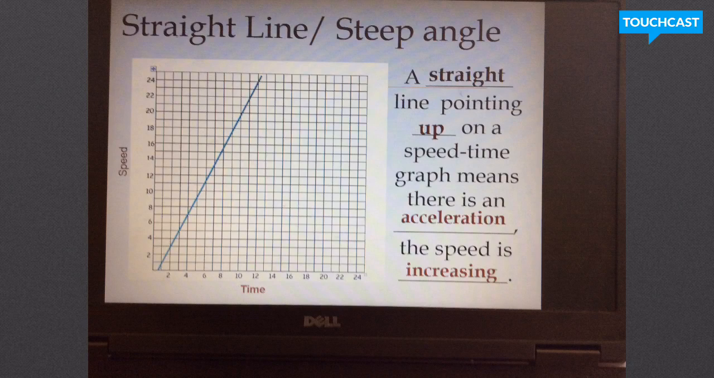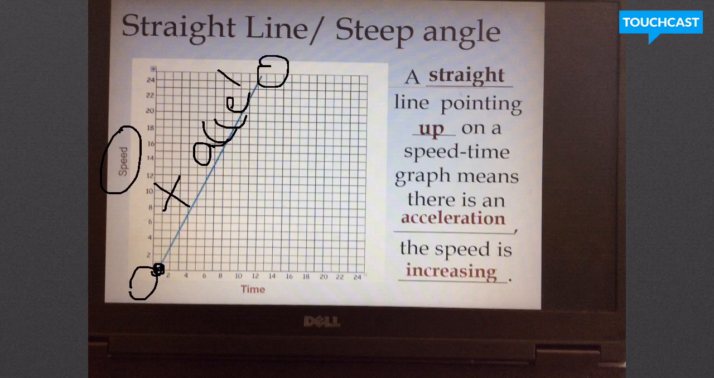Okay, let's move to the inside of our foldable. A straight line or a steep angle, a straight line pointing up on a speed time graph means there is an acceleration. The speed is increasing. So down here, I have speed of 0. Up here, speed of 25. And speed is what I'm measuring. So I am accelerating again. This is positive acceleration. And this is how we will abbreviate it on our brain dumps.